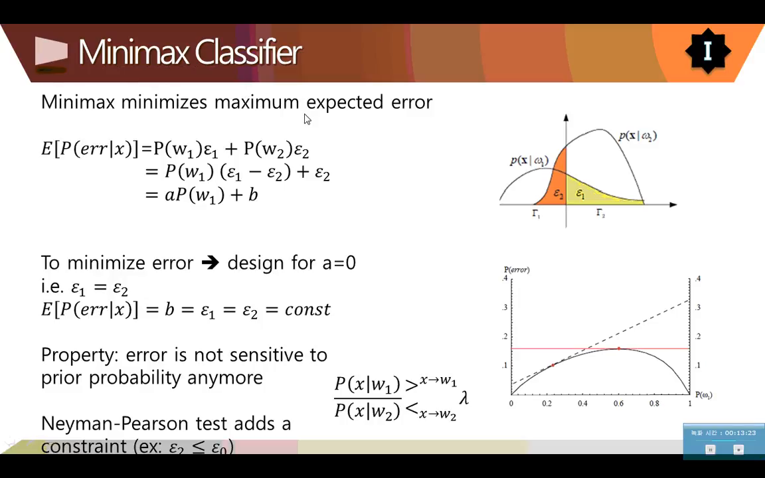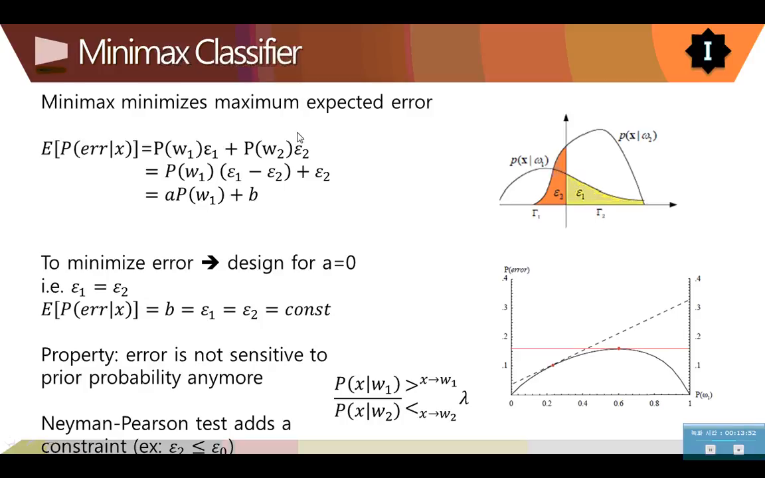Also, Minimax thinks in the opposite way. Let's make a decision such that the maximum error we can get is as minimum as possible. What is the maximum error? If I push this boundary to the right, the error involved on omega 1 is smaller and smaller. This area is smaller and smaller, but this area is larger and larger. And if I push it on the left side, it's vice versa. So the maximum error is basically the maximum of these two. We want to minimize that.